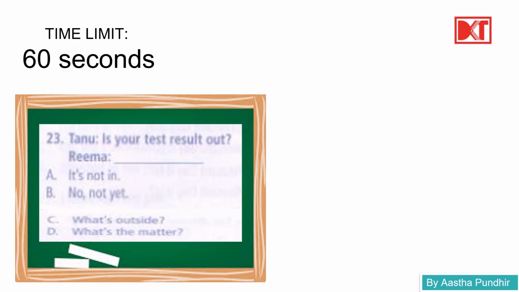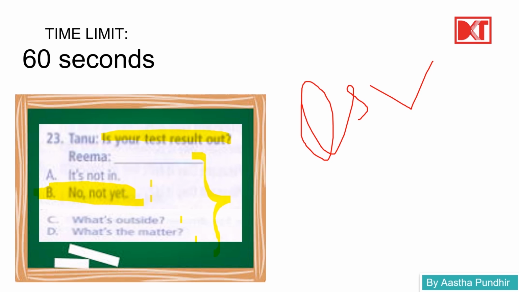So here, Tanu asks Reema, is your test result out? Now, what could be Reema's reply here? A. It's not in. B. No, not yet. C. What's outside? Or D. What's the matter? Here, the appropriate reply could be B, no, not yet. Right? With this, we finish off with the questions of spoken and written expression.